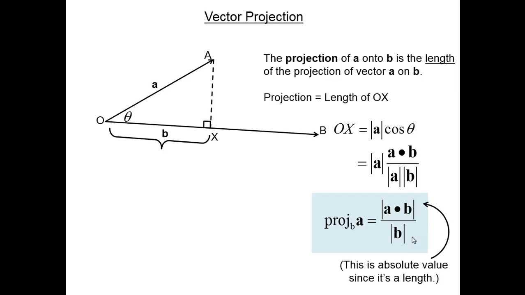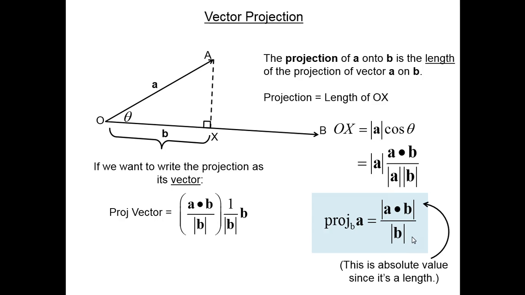There it is. Now, this would simply be the distance from O to X, the length of that projection. If you were asked to write the projection as a vector, we would take that distance, A dot B divided by the magnitude of B. Notice I took off the absolute value here because it could be negative. And this is the what? This is the unit vector in the direction of vector B. Okay? I know the notation is a little confusing, but it'll make sense as you go through the problems.